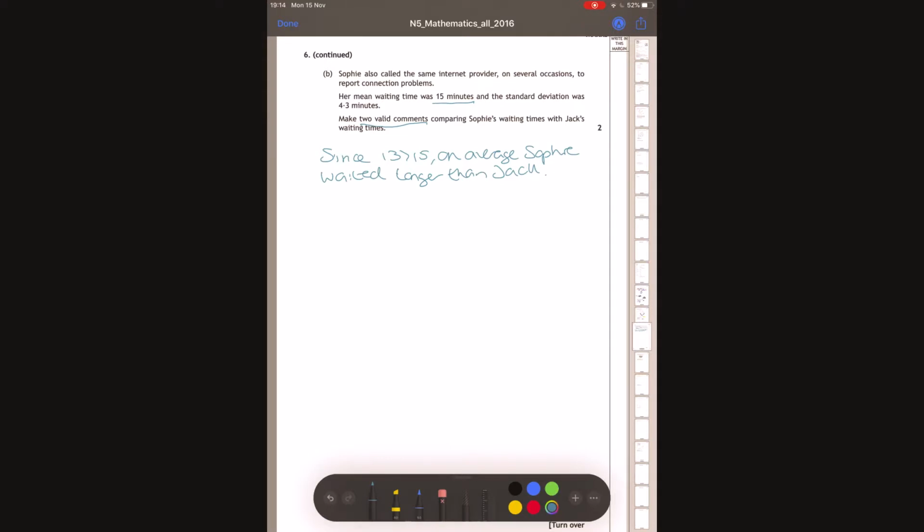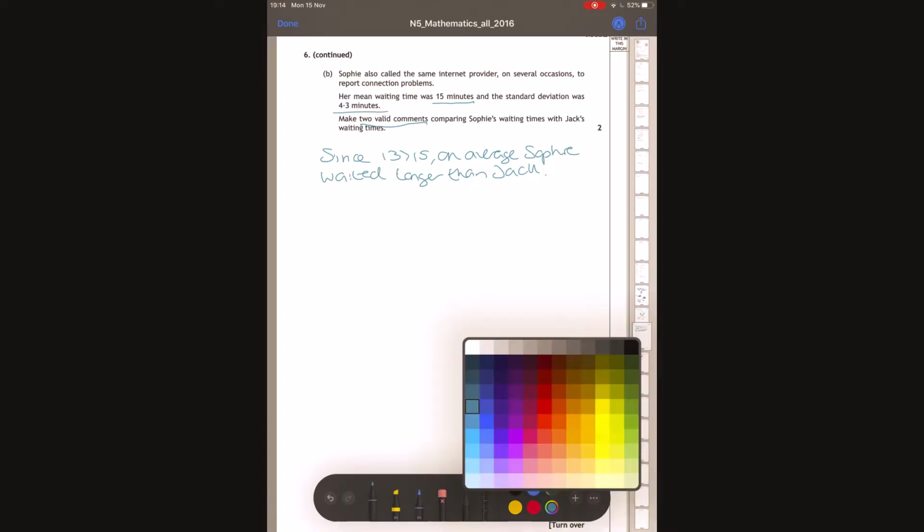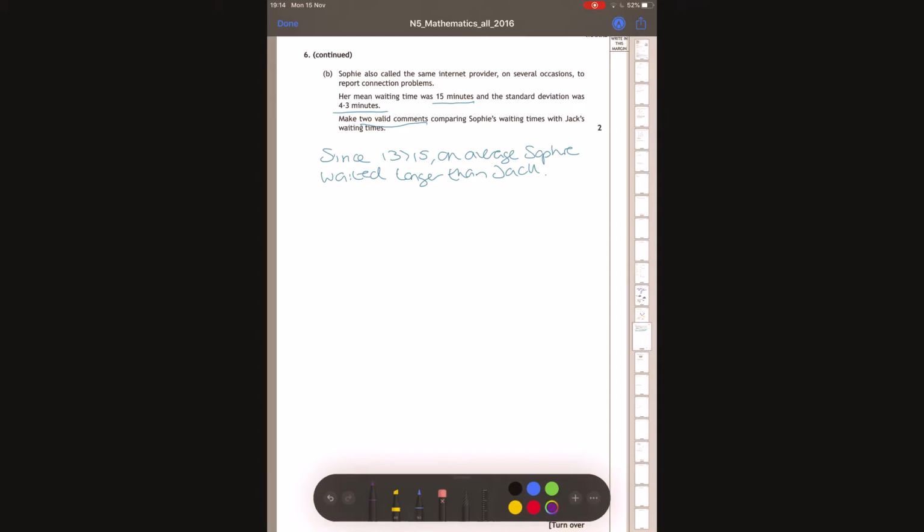And then what was her standard deviation? Well, her standard deviation was 4.3 minutes and Jack's was 5.7. So the greater the standard deviation, the less consistent, or you could say more variable. So we could say, since 4.3 is less than 5.7, Sophie's waiting times were more consistent.